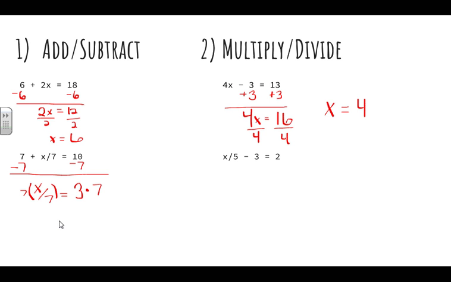Sorry for that. So x divided by 7 times 7 gives us an x, and 3 times 7 is 21. So x is 21.